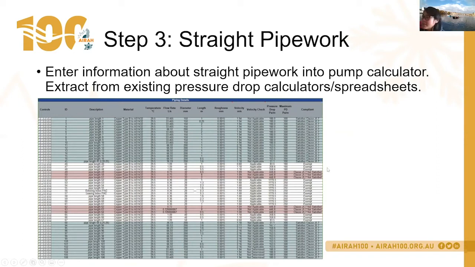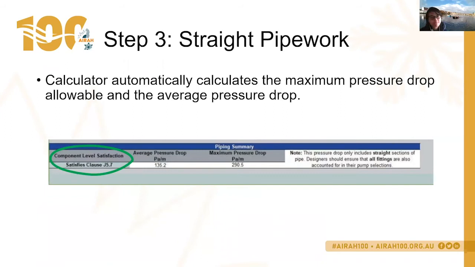So you can see here that we have a few examples from the compliance requirements. You can see a few in green, which says that for that stretch, it meets the requirements. And then you can see a few red lines where that stretch of pipework doesn't meet the requirement. But that doesn't really matter because, as I mentioned at the start of this presentation, we're looking at the average pressure drop across all the straight pipe work.